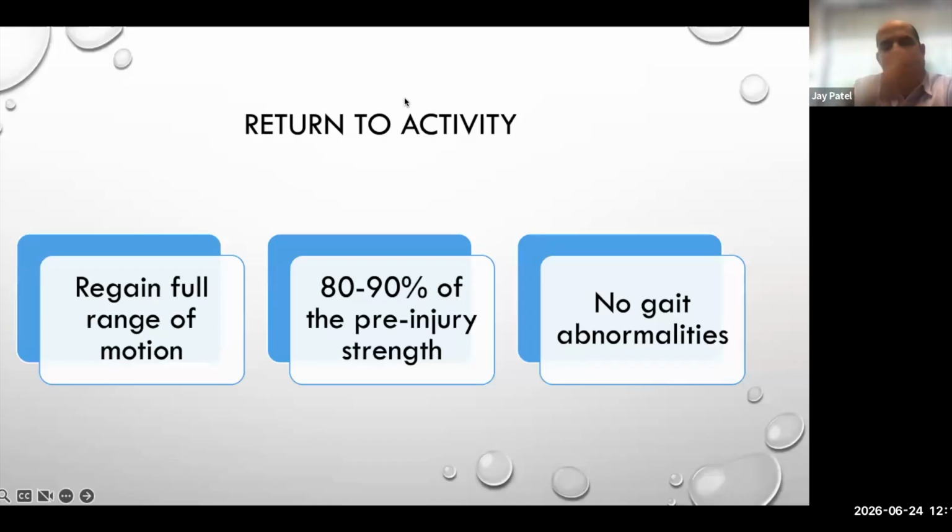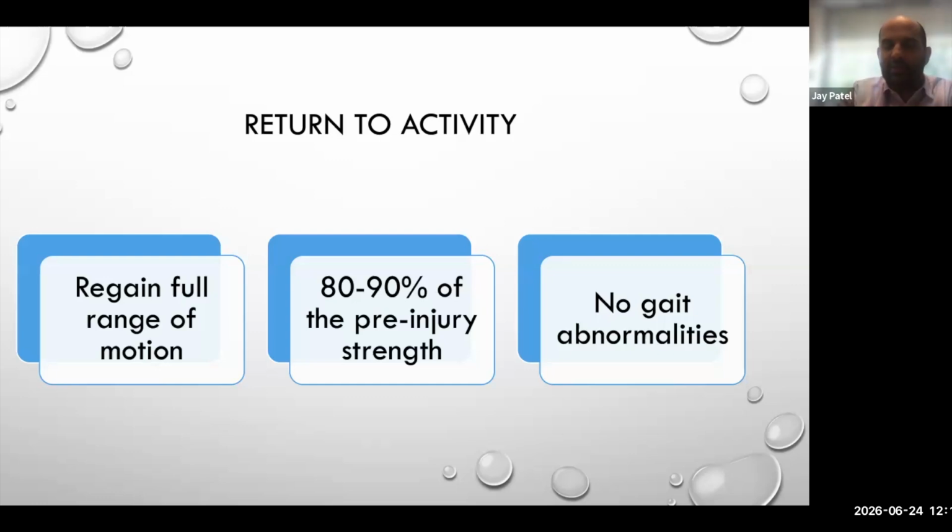This is the difficult part. When are they ready to return to activities, right? You need to make sure they regain almost all of their range of motion. You need to make sure they're not having any gait abnormalities. Those are a couple of things that may be easier to evaluate. You want to make sure they're at about 80 to 90% of their pre-injury strength, right? We have no idea what their strength was like before, but you always compare to the other side.